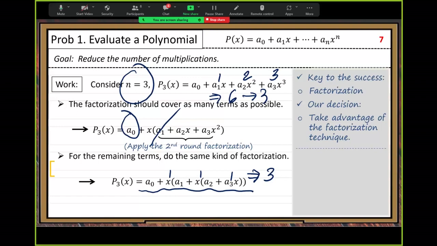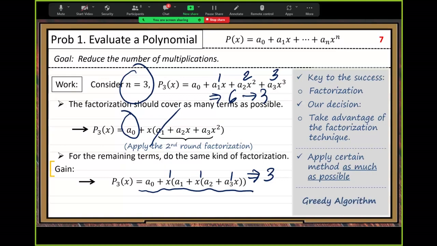After we did 2 experiments, now we feel we are ready to get a final conclusion. So we need to get a number of multiplication reduction for the general case n, degree n polynomial. That's the last round data processing. So we're doing data processing. This is the last round.